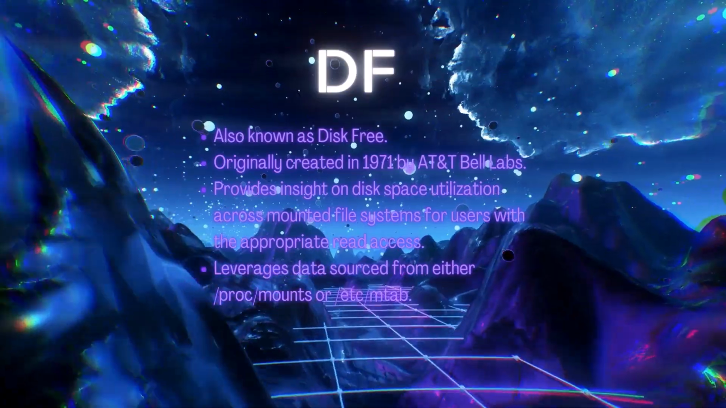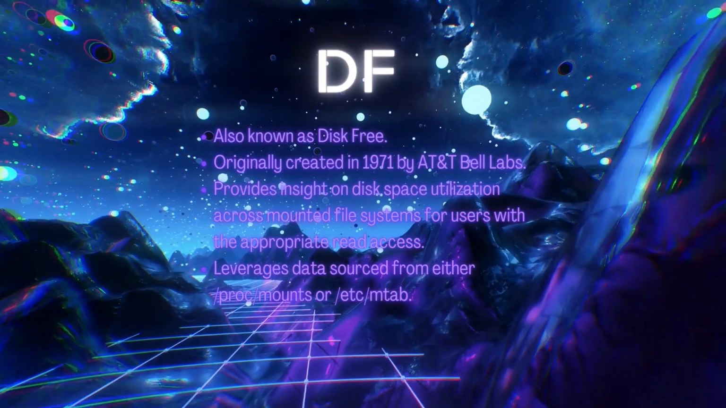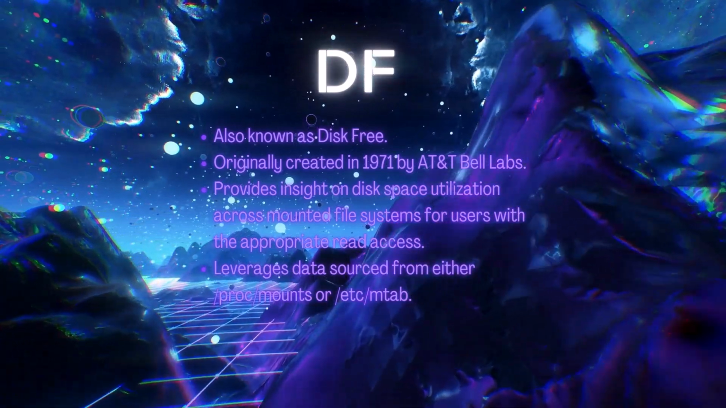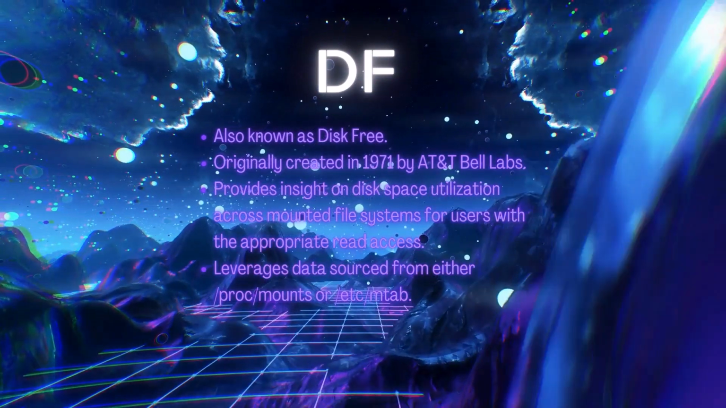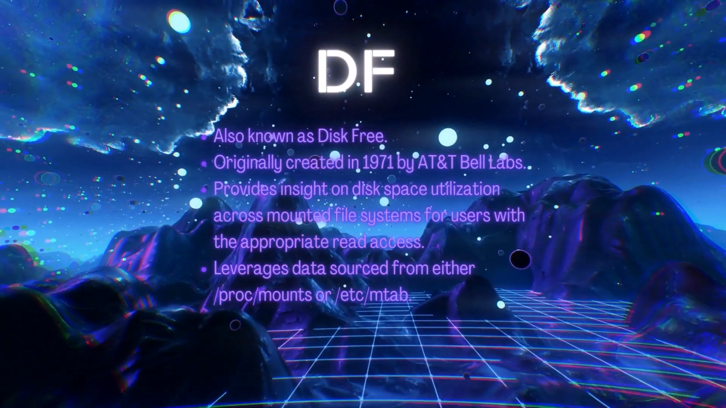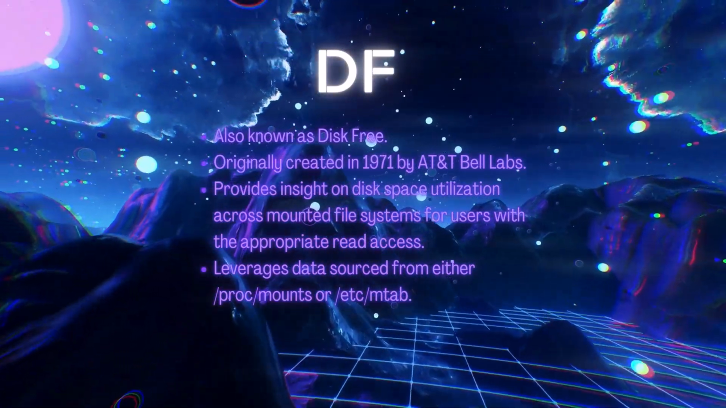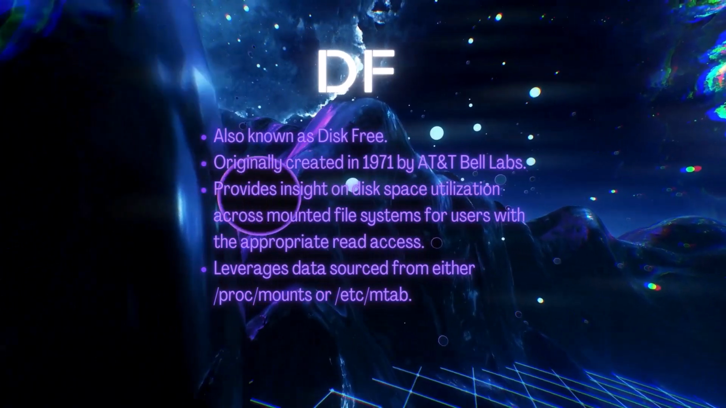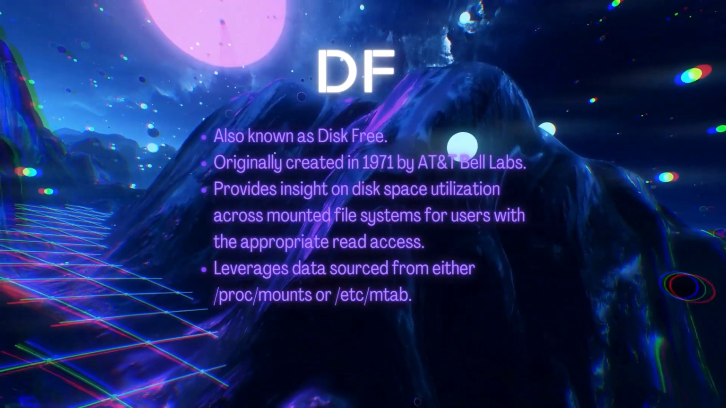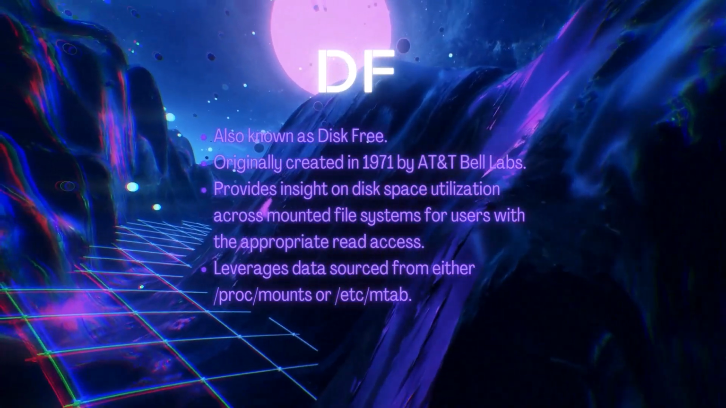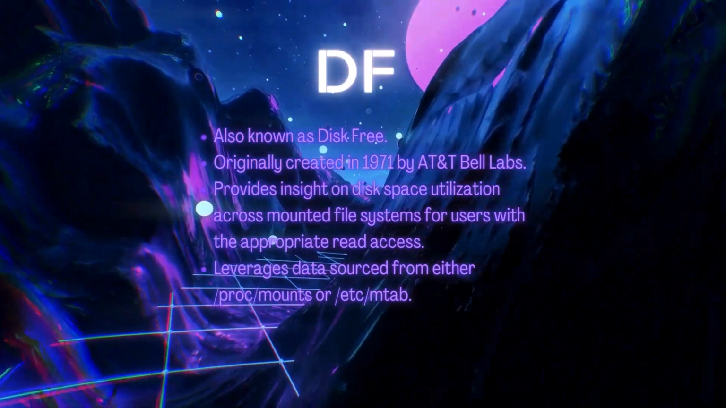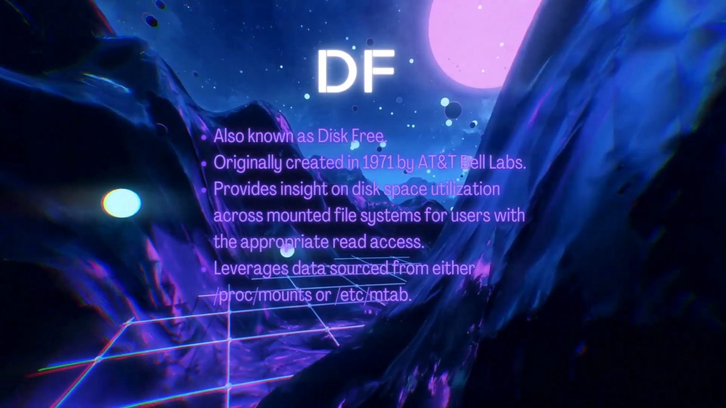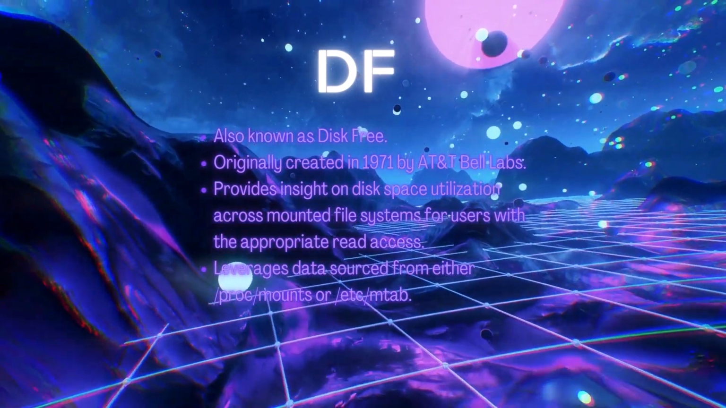The df utility is also known as disk-free. It's a vital tool for system administrators and system users. It offers insight into disk space utilization across mounted file systems. df leverages data sourced from either /proc/mounts or /etc/mtab and provides a detailed picture of storage resource allocation. While the default output unit is kilobytes for granular precision, df employs standard SI prefixes like M for megabytes and G for gigabytes to enhance comprehensibility and avoid information overload.